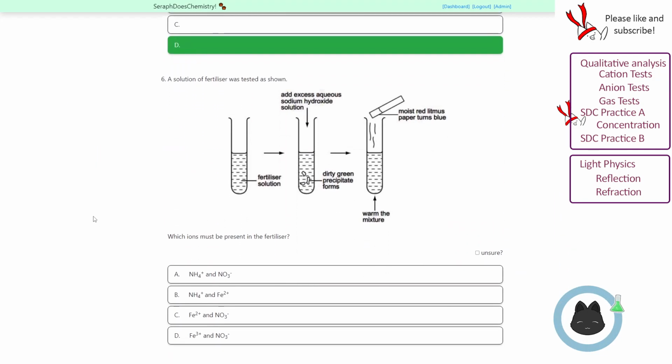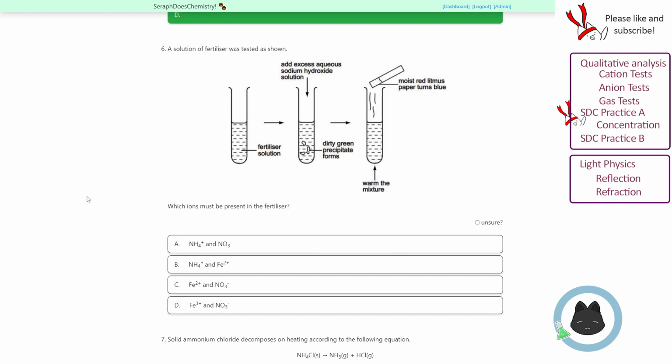Nice. Okay, question 6. Try. This one is different. Now you're the government. You suspect the fertilizer got poison. You're trying to test what's inside the fertilizer.